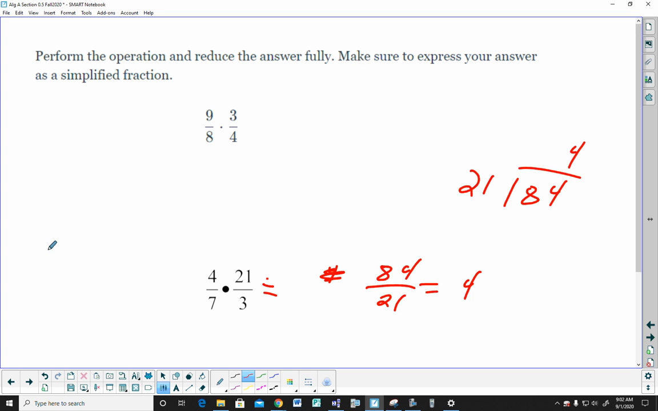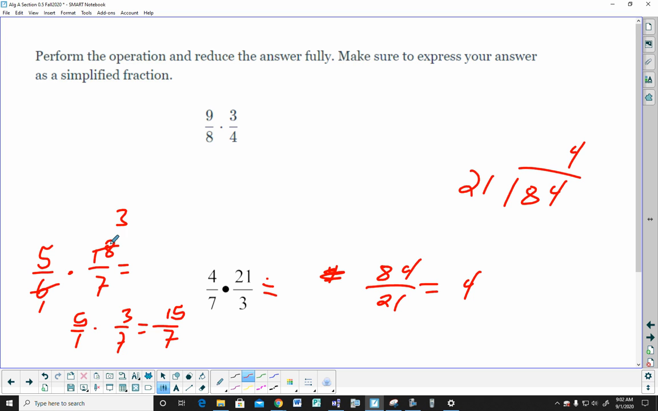Let me try another one with you. How about 5 sixths times 18 sevenths? 6 will go into 18 3 times and in itself once. So this would become 5 firsts times 3 sevenths. And then you multiply straight across, 15 sevenths. And that would be your final answer.